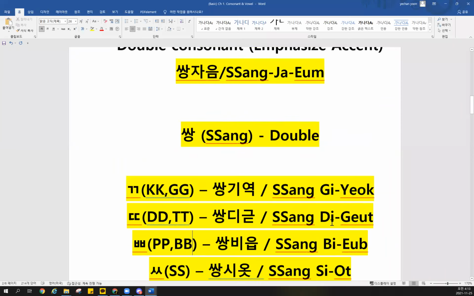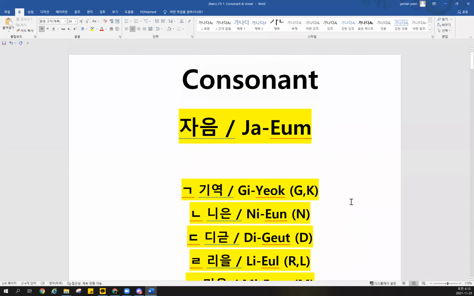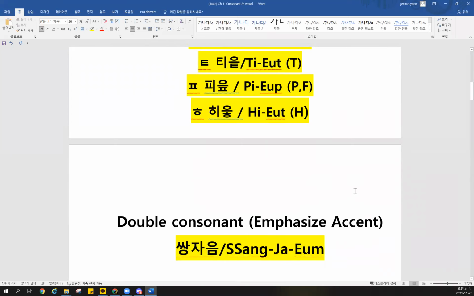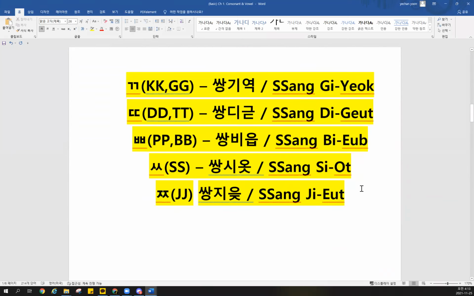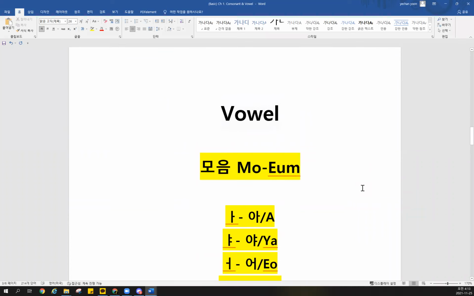Okay, so that is all the double consonants and single consonants for Korean. Until here, everything is so far so good. If you guys have any questions, you can write down in the chat. If you don't have any questions, you can write down 'good, please' in the chat. All right, good. Very nice.